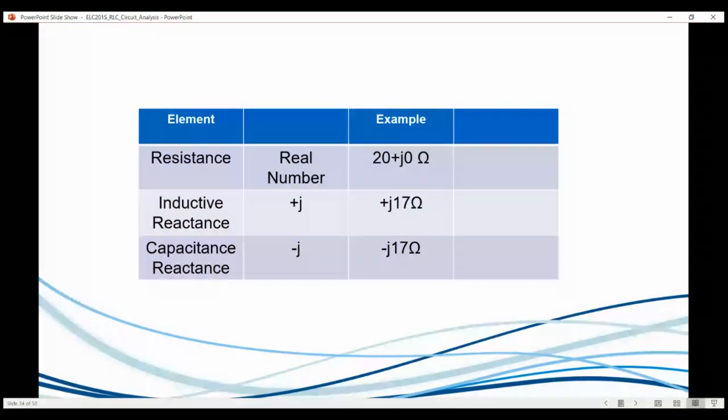And we have inductive reactance. It'll be a plus j, right? So an example there, plus j17. If you have a capacitive reactance, it'll be negative j. So if you obviously have a few different capacitors.